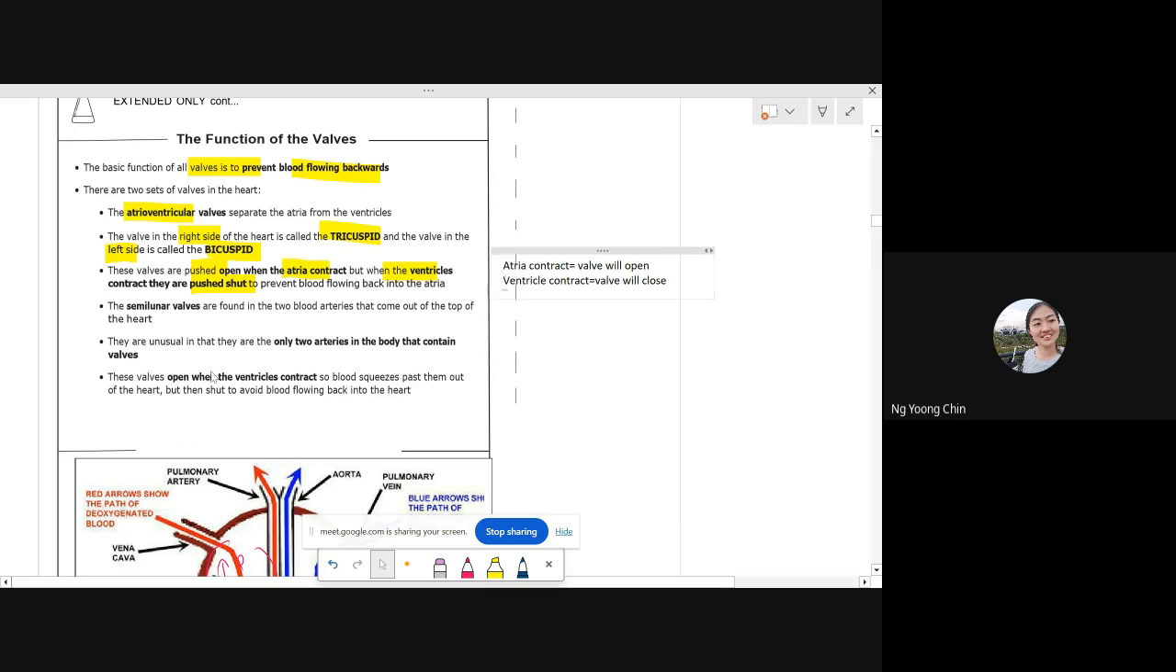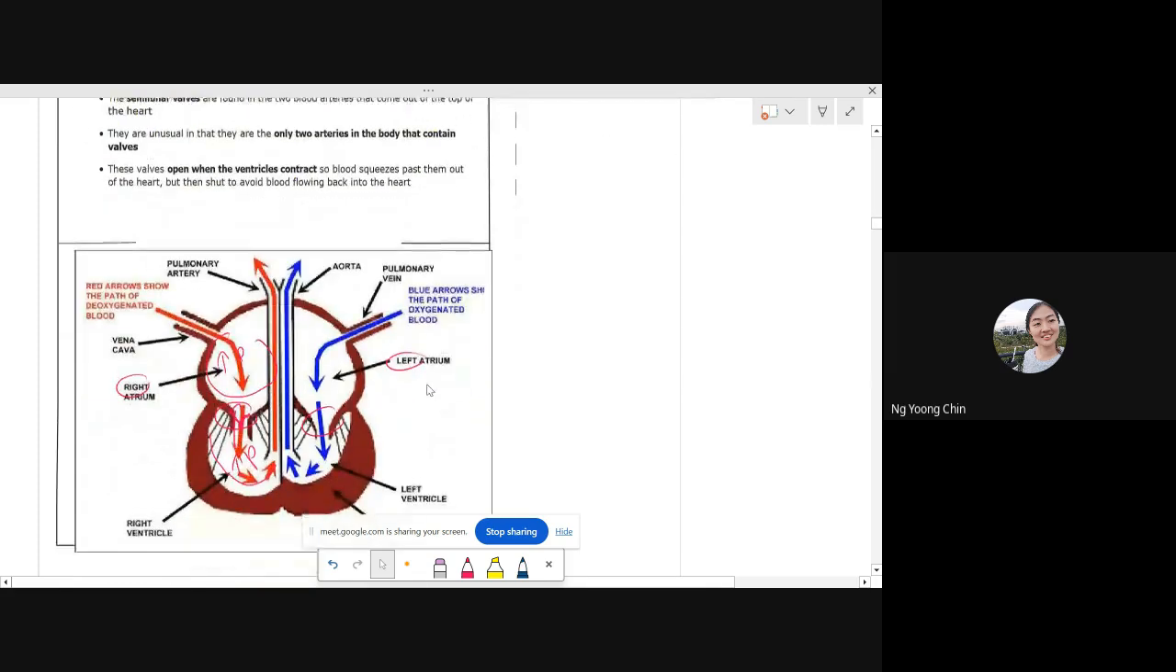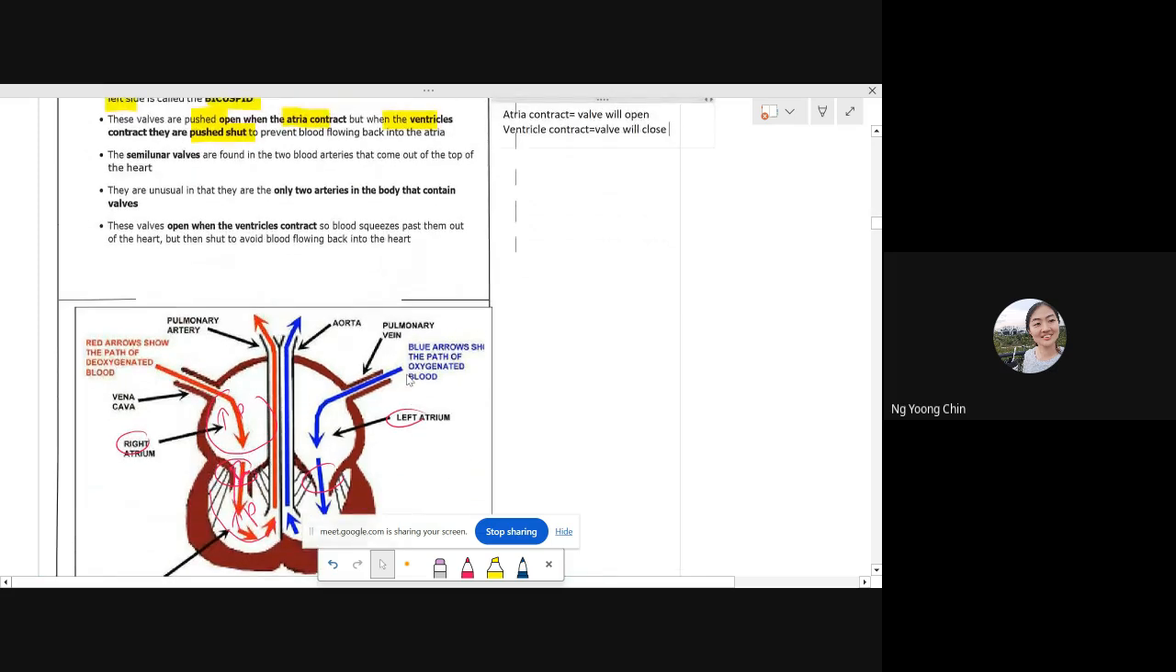Okay, so this is the same for the semilunar valve. The valve will only open when the ventricle contracts, so the blood is squeezed past it and out of the heart. This means that when the ventricle contracts, it forces the blood from the ventricle into either the aorta or the pulmonary artery. So when the ventricle contracts, it will cause the semilunar valve to open.